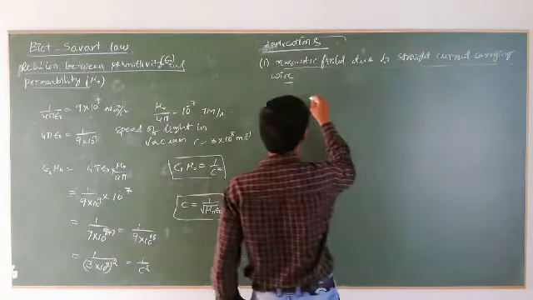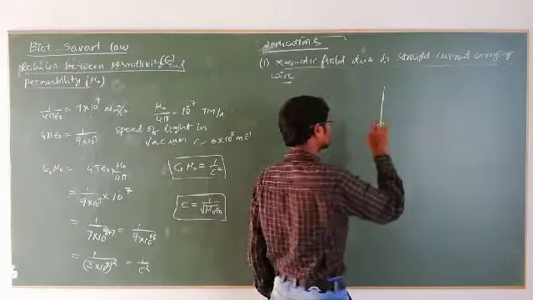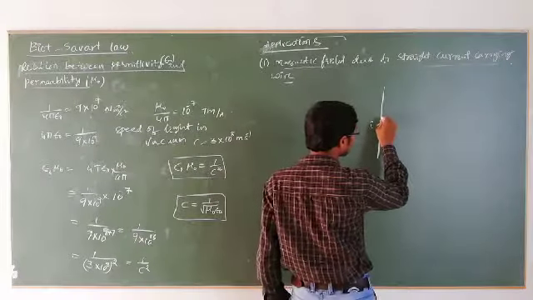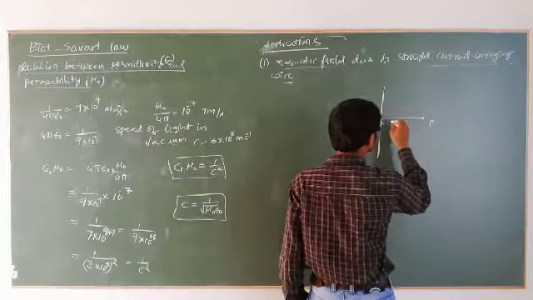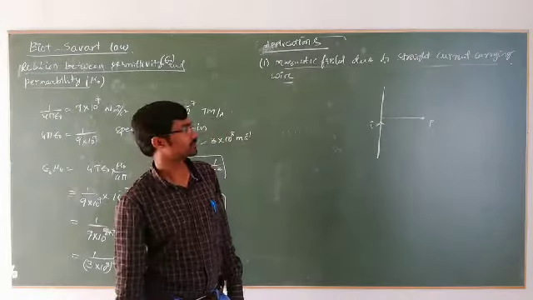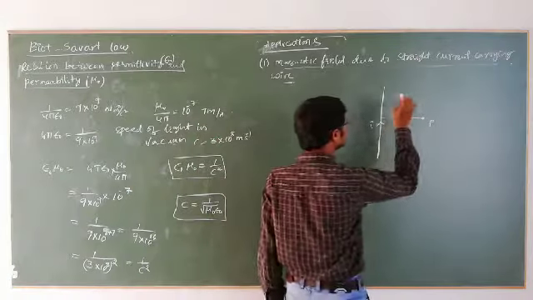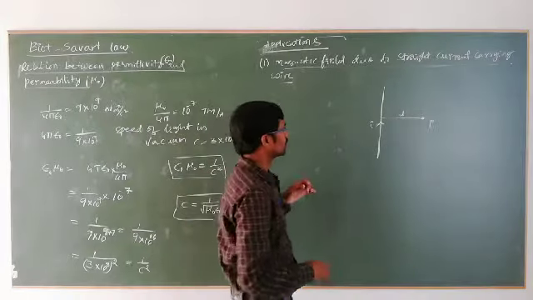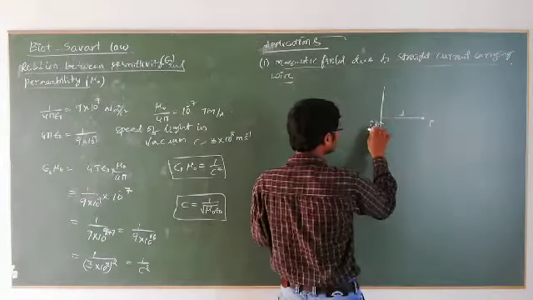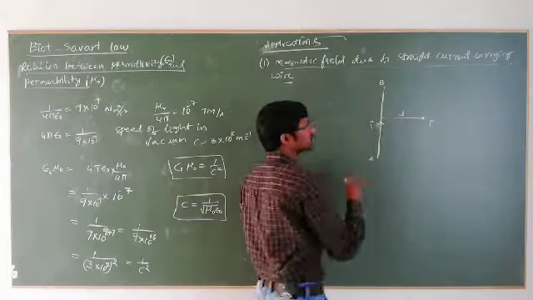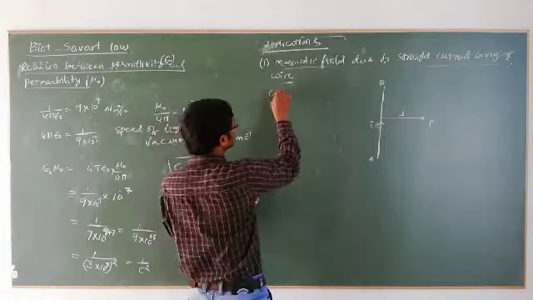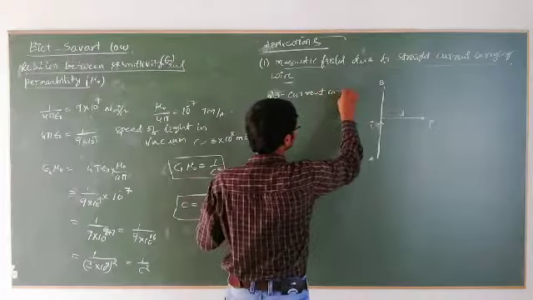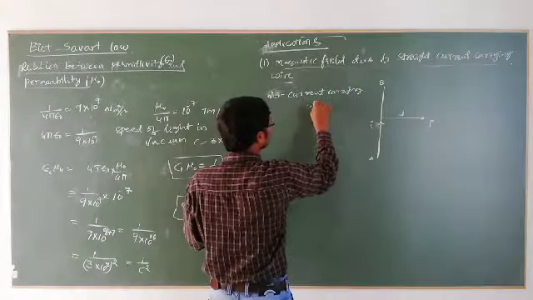So let me consider a straight wire which is carrying a current I, and I need to find the magnetic field at point P, which is at a perpendicular distance d from this wire. To find the magnetic field due to the entire wire of length AB, AB is a current carrying straight wire.